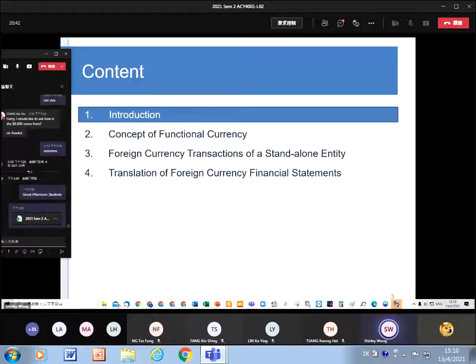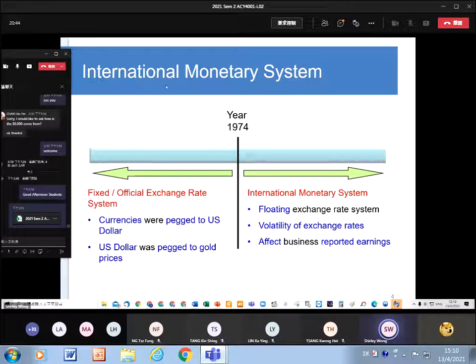So first, introduction. Before 1974, the international monetary system looked like this. Most countries had a fixed or official exchange rate system. This so-called fixed exchange rate system means their country's local currency was pledged to the US dollar, and the US dollar was pledged to the gold price. That means when the gold price goes up and down, the US dollar will go up and down. Finally, the countries who pledged to the US dollar will follow the changes of the US dollar and then follow the gold price. This is before 1974.